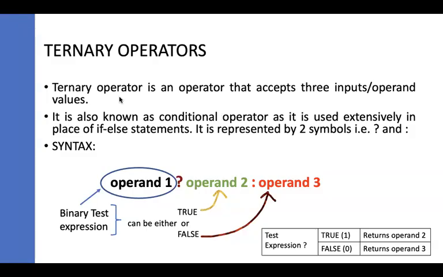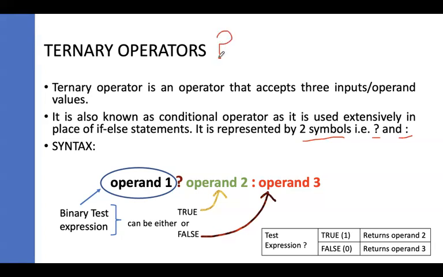Hi guys. In today's class, we are going to talk about one of the most important operators in the C programming language as well as in C++, and that is the ternary operator. The ternary operator uses two symbols, which are the question mark and the colon, and it is written in this form.